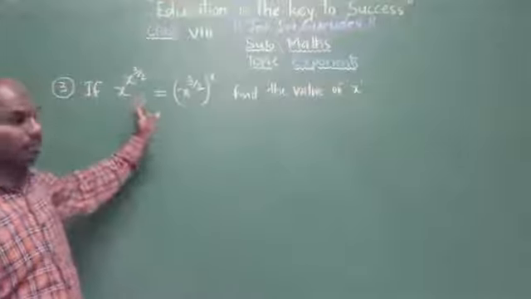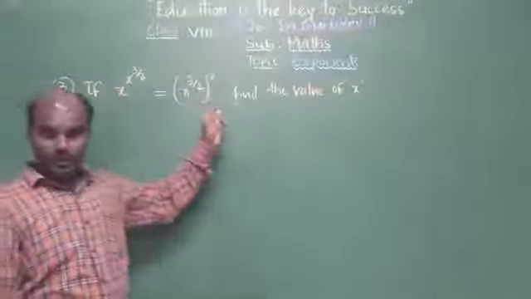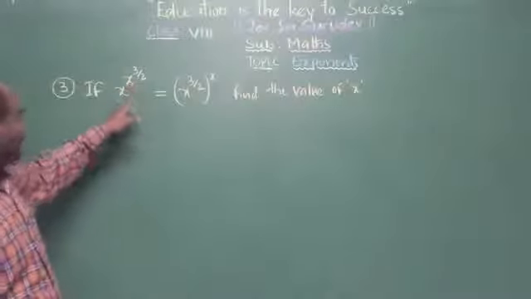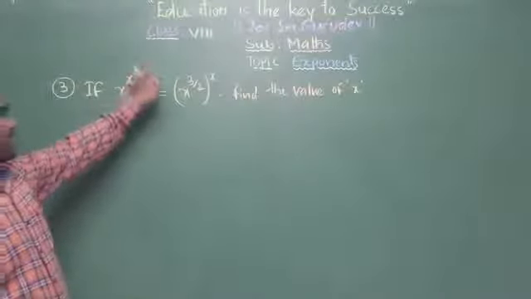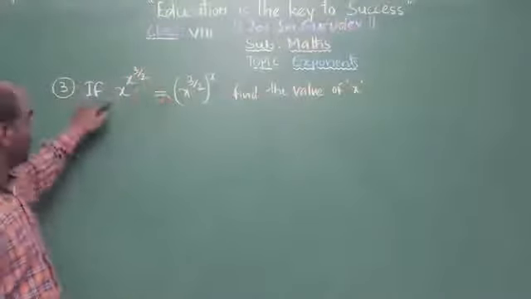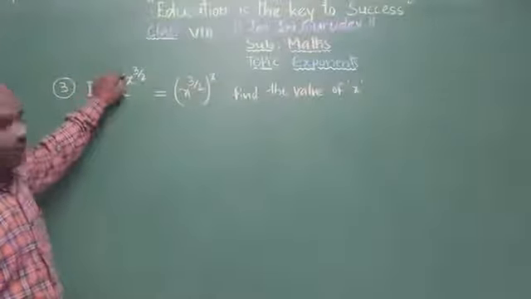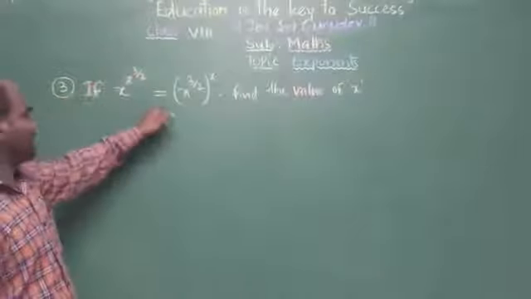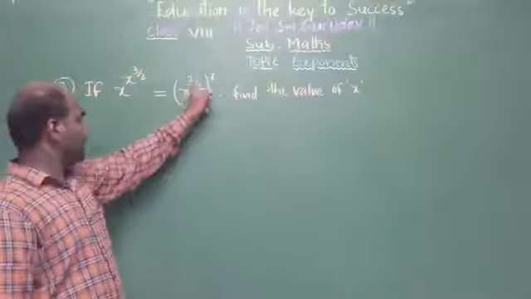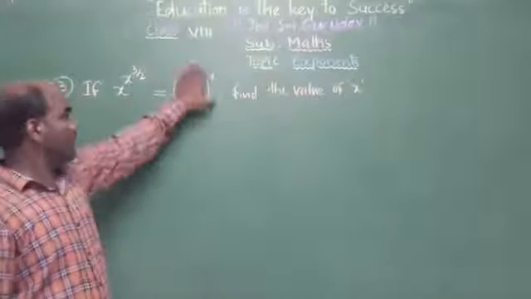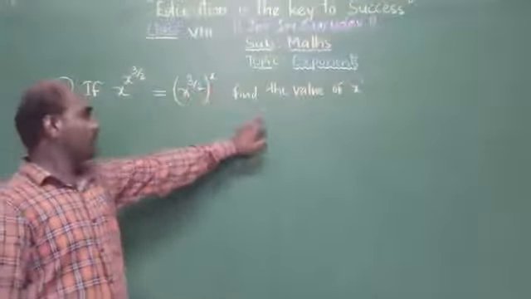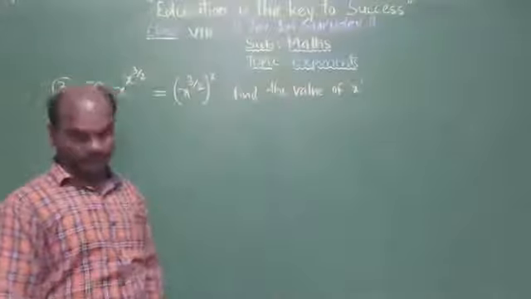One more problem, right? What is given there? Observe that x power x power 3 by 2, again for this x we also have power 3 by 2. So it is x power 3 by 2 whole power x. It means for this one the power is x. Then we have to find the value of x.